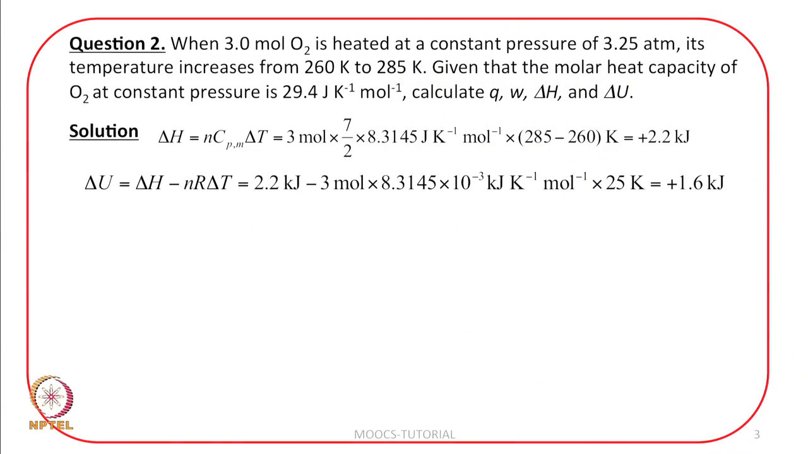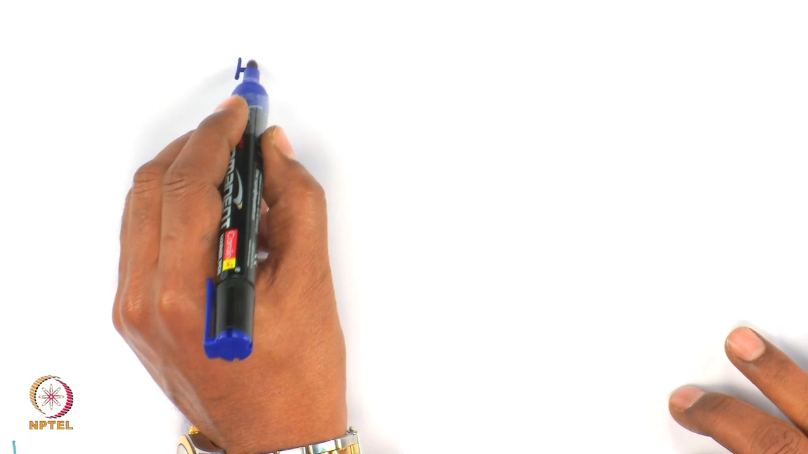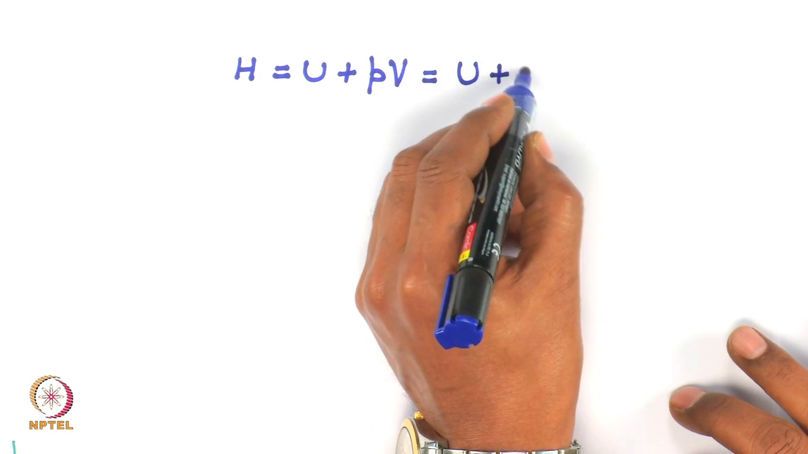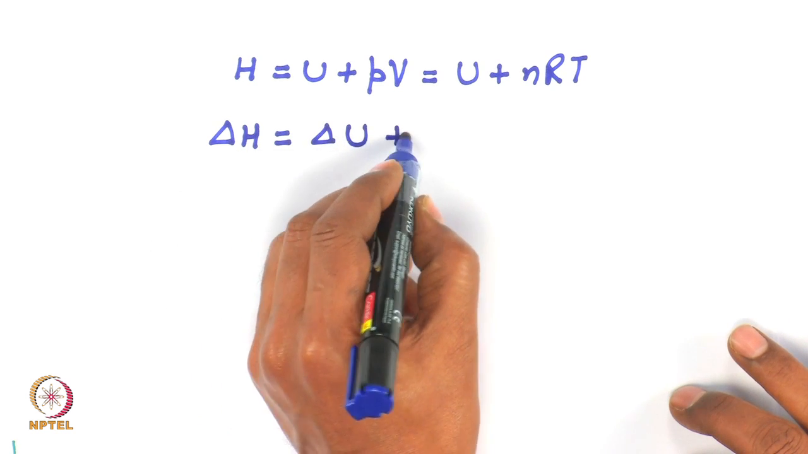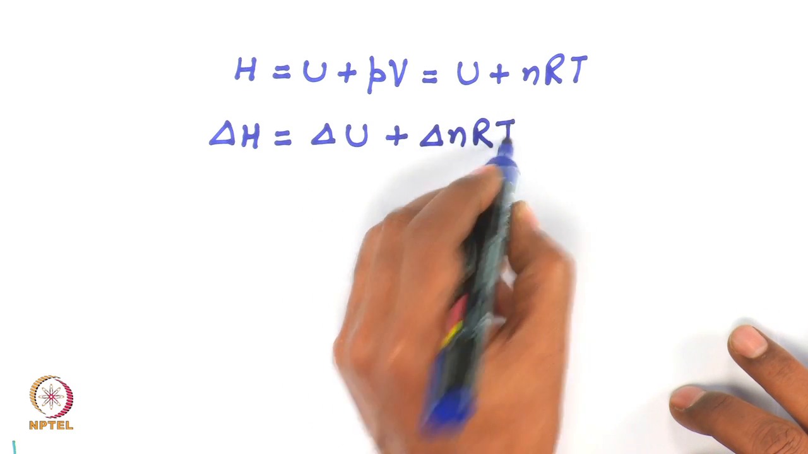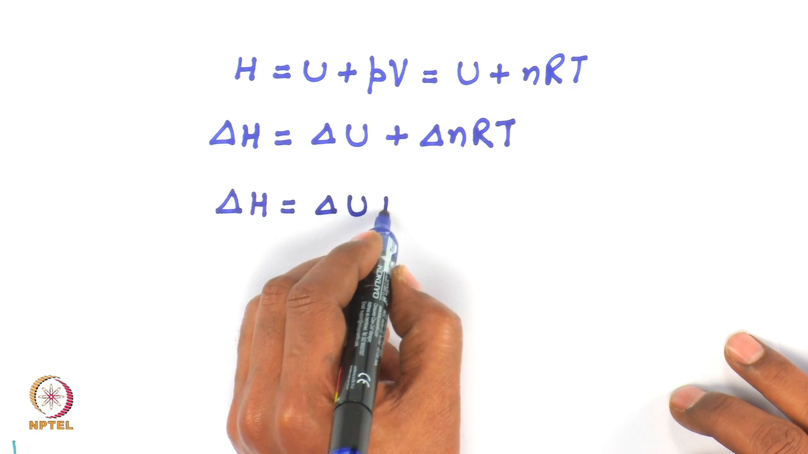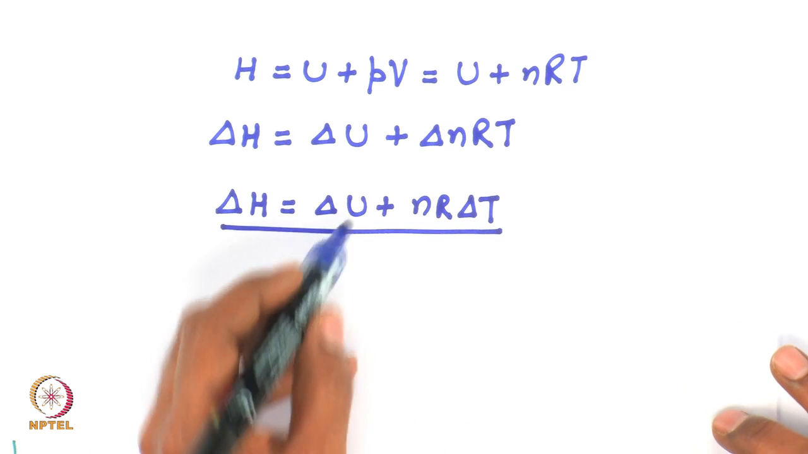Now, how do you calculate the value of delta U? There are two ways of calculating the value of delta U over here. One is that we know H is equal to U plus PV, and if I use it for a perfect gas, U plus nRT. So, delta H will be equal to delta U plus delta nRT, and here the temperature is changing. So, delta H will be equal to delta U plus N R delta T. This equation can be used to get the value of delta U.